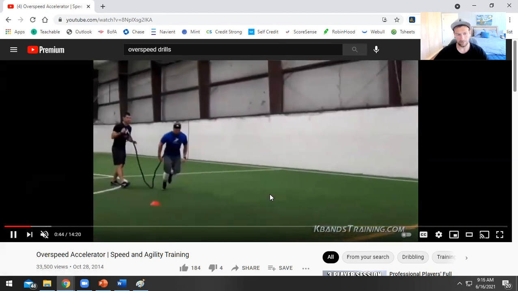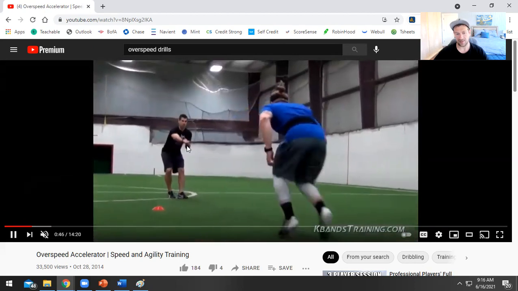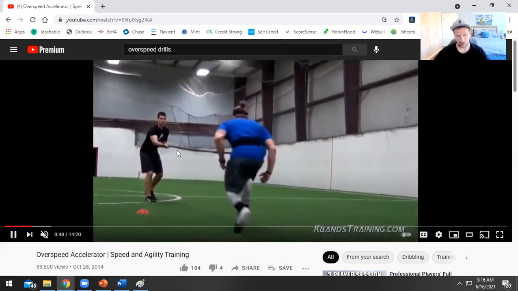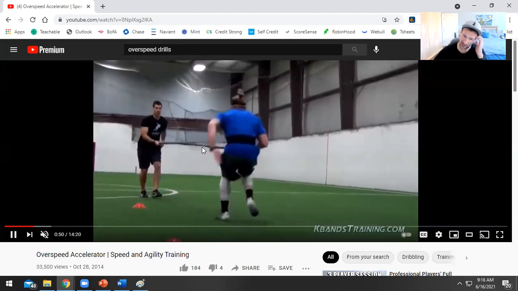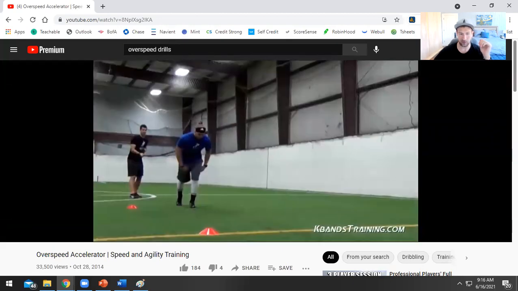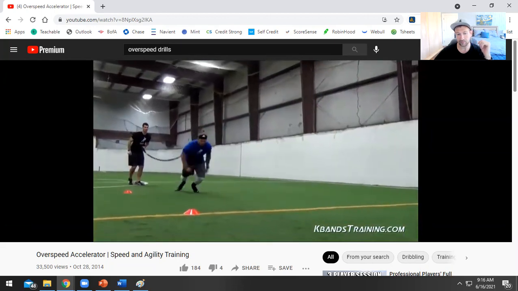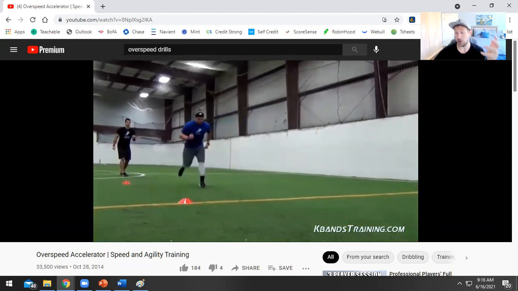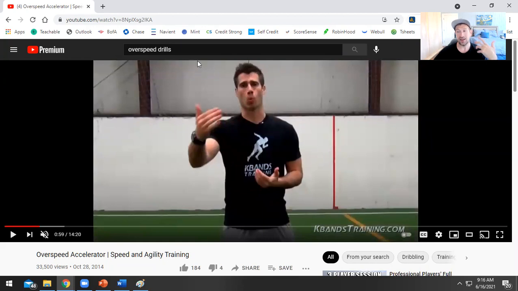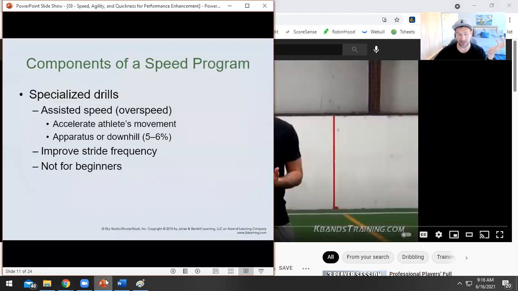And then he's going to give him a pull. And that pull is adding to the overspeed side of it, right? So he goes and then he pulls him back. That rubber band is acting as an overspeed drill. Now, it's not always the most practical thing.